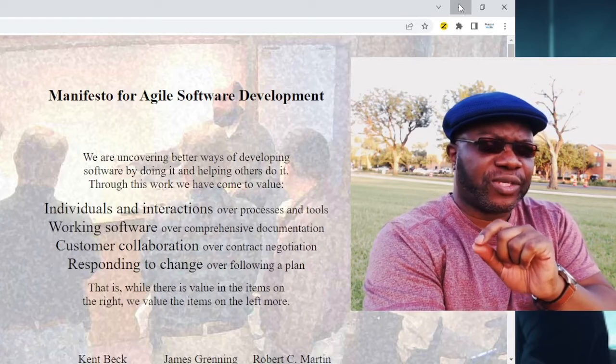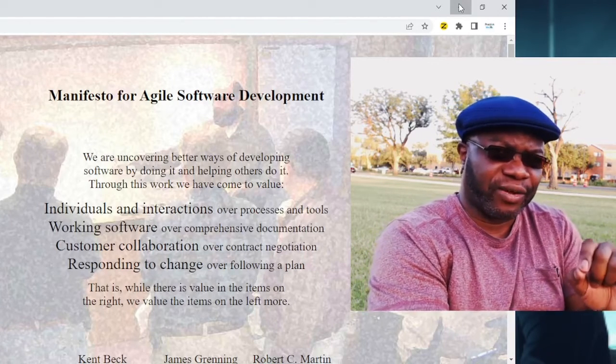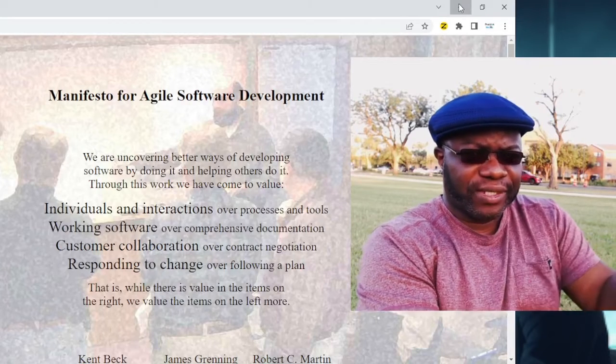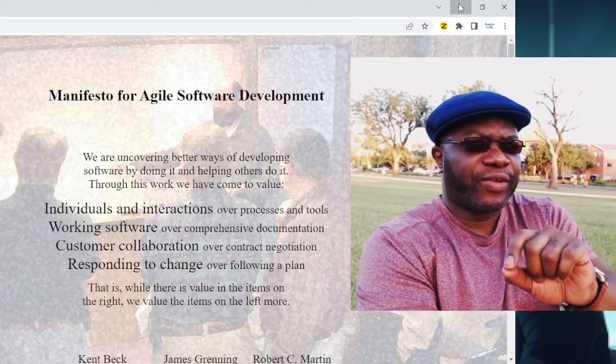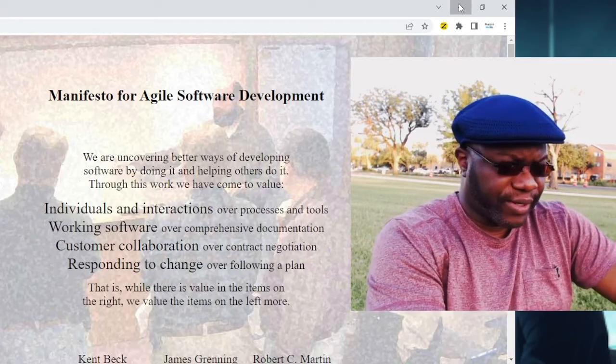So I want you, when you see "over," I don't want you to think it's saying "instead of." We're not saying water instead of food. No, we're saying individuals and interactions should be valued over the processes and tools.